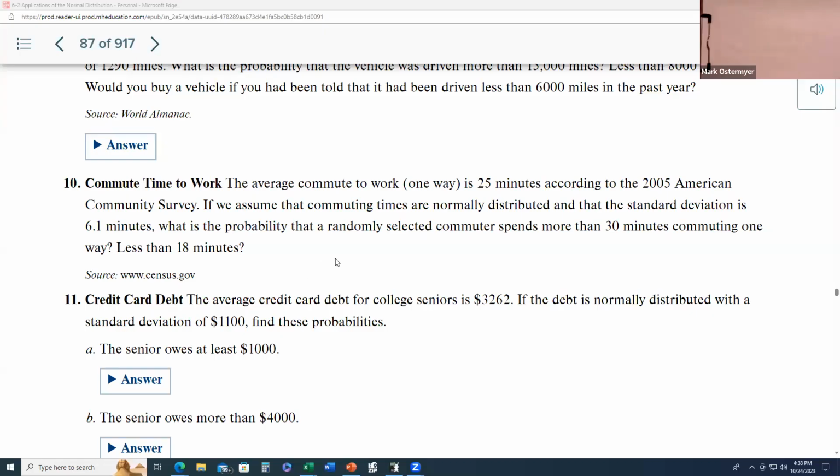It says the average commute to work is 25 minutes, according to the 2005 American Community Survey. If we assume that commuting times are normally distributed and the standard deviation is 6.1 minutes, what is the probability that a randomly selected commuter spends more than 30 minutes commuting one way and then less than 18 minutes? So for problem number 10, they tell us that the mean of this normal distribution is 25 minutes, and the standard deviation is 6.1 minutes.